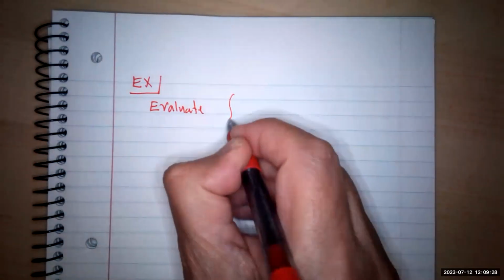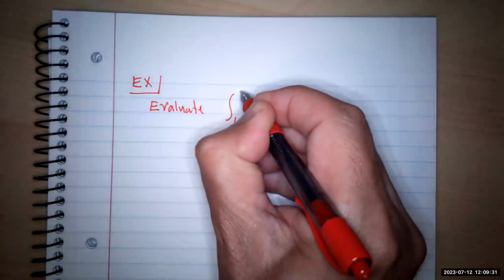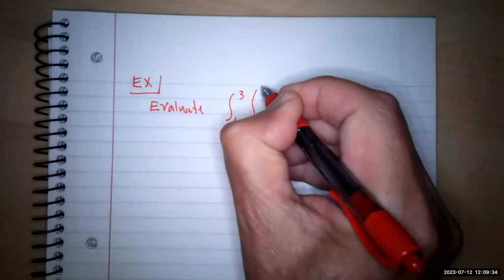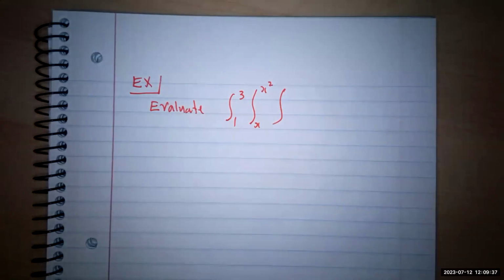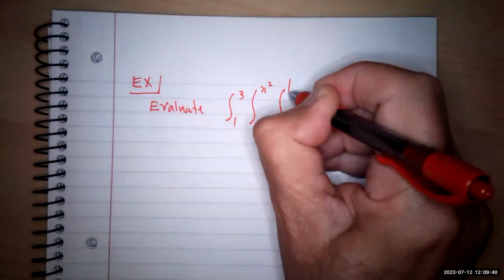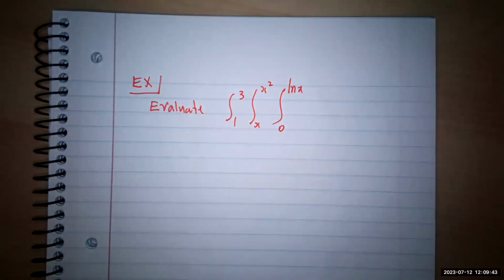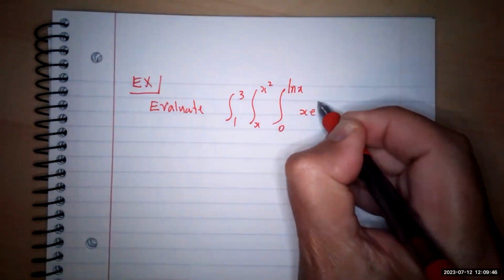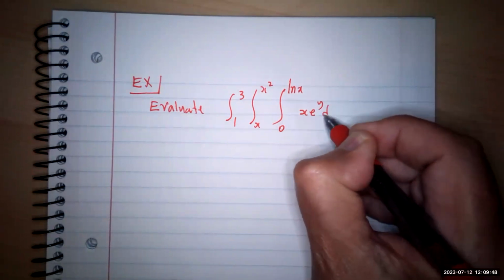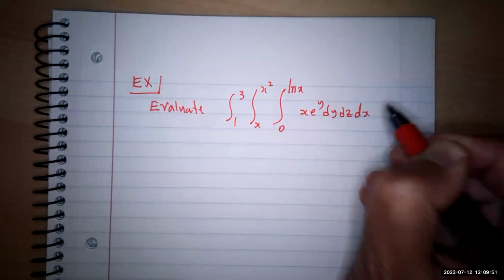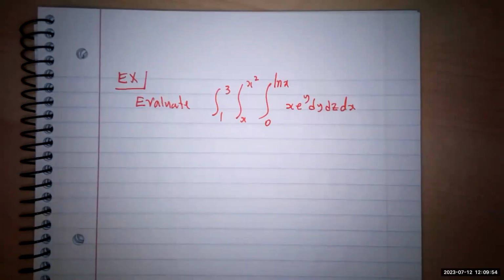Evaluate the integral: the triple integral, 1 to 3, x to x squared, and 0 to ln x, of the function x e to the y, dy dz dx. You see, that's your integral. It doesn't matter, you see the limits of integration. We can have a non-rectangular or curvilinear region. So the order is important.